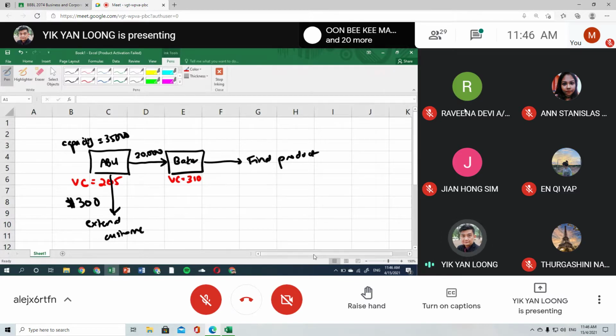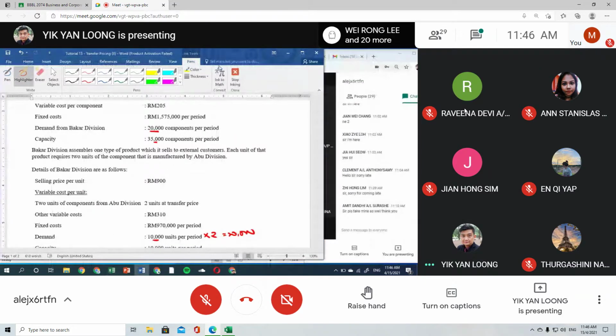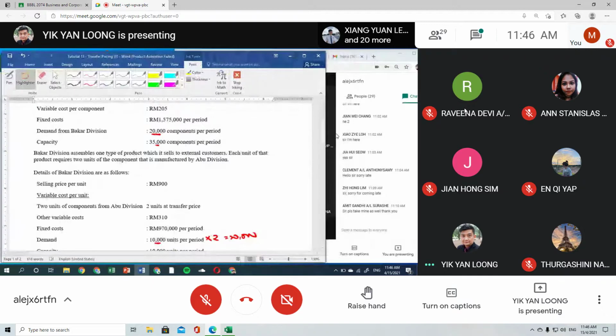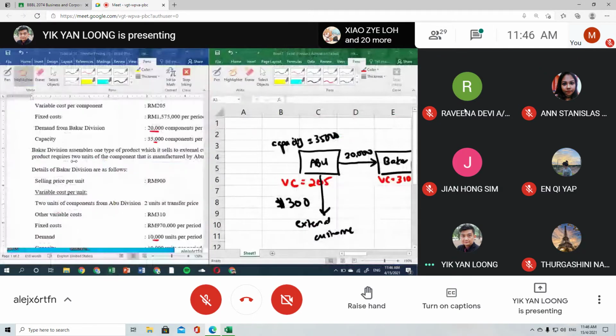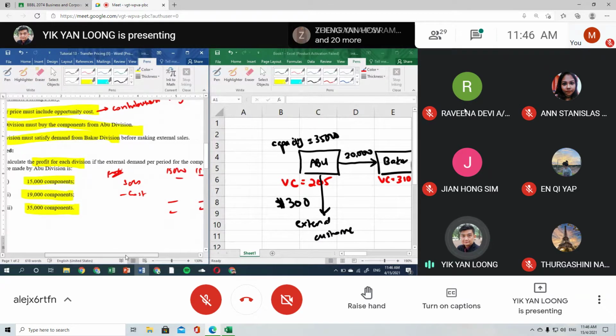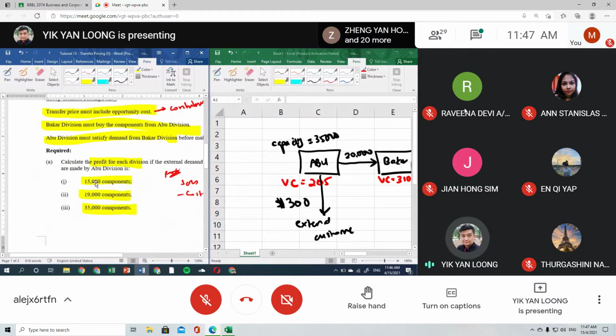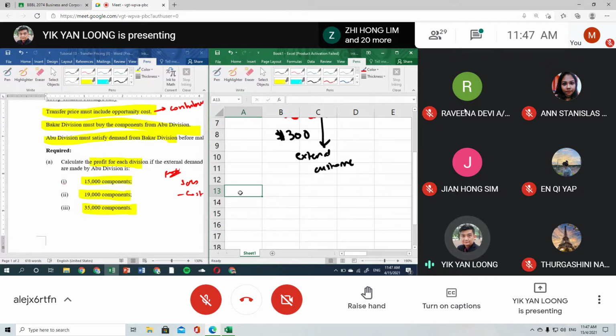So how do we do these questions then? Now, in part A of the question, all right, it's mentioned in the question itself that you are going to calculate the profit for each division if the external demand per period for the component made by ABU division is 15,000, 19,000, and 35,000. Right? Now we're going to start with the supplying division first.